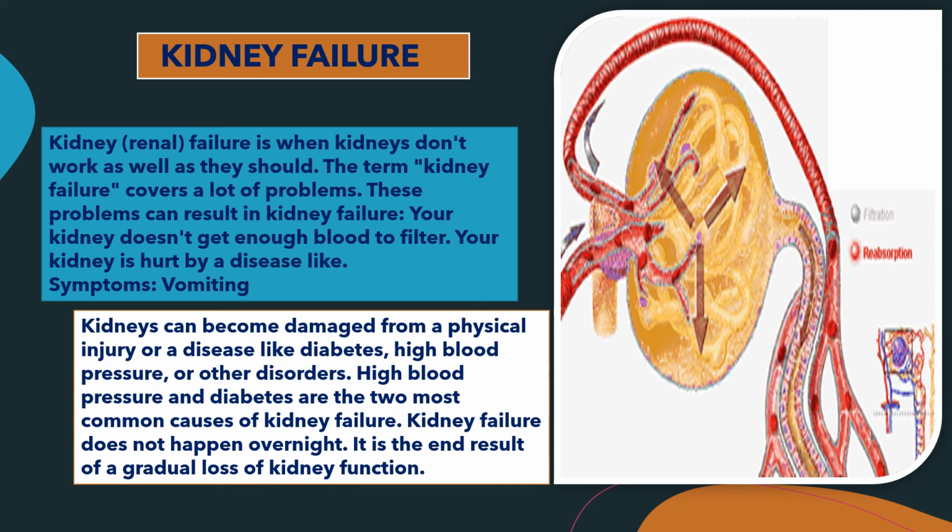Kidney failure does not happen overnight. It is the end result of a gradual loss of kidney function. You can see in the diagram, when kidney failure generally happens, this total glomerular filtration system has been interrupted or has been damaged.